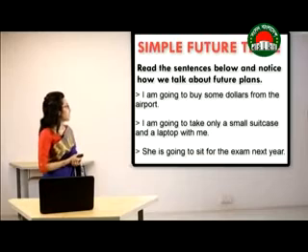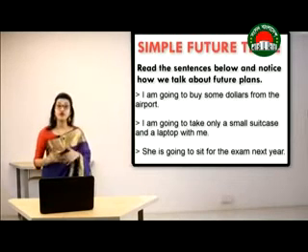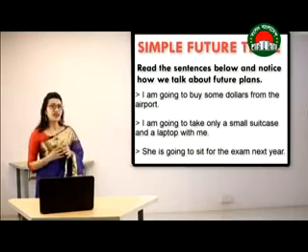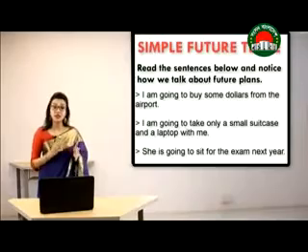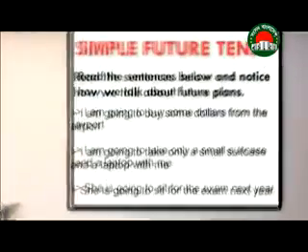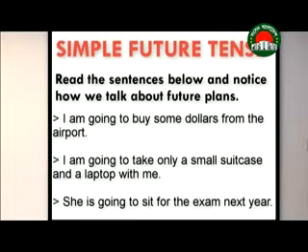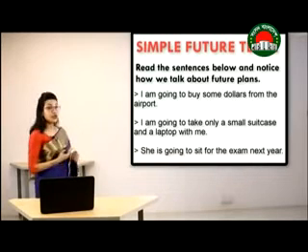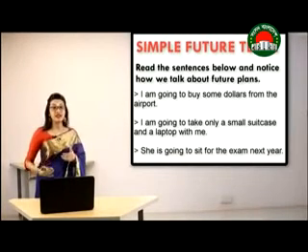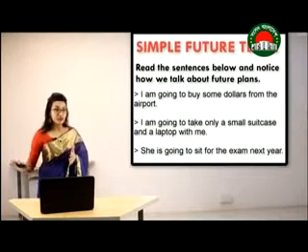Now read the sentences below and notice how we talk about future plans. Here you can see a different structure of using simple future tense, but this is going to talk about something that is planned for the future. I am going to buy some dollars at the airport. I am going to take only a small suitcase and a laptop with me. She is going to sit for the exam next year. All these actions will happen after now, that means in the future.